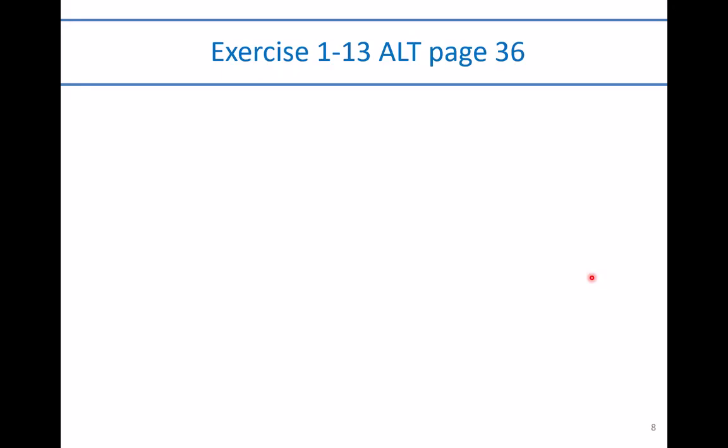In this video, we're taking a look at the alternate version of exercise 1-3 from page 36 of the textbook. This is chapter 1, Introducing Financial Statements. And here we're identifying the effects of transactions using the accounting equation.